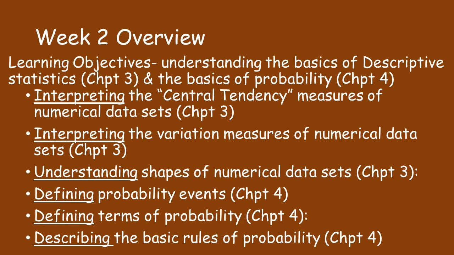From chapter 4, we're looking at probabilities. We're going to be defining probability of events. We're going to be defining those terms of probabilities like events and variables. And then we're going to look at some of the basic rules of probability.